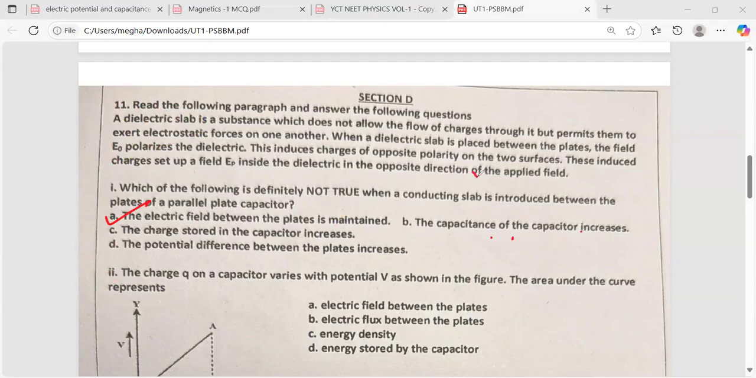Capacitance of the capacitor increases, of course, because C is equal to K into C naught, hence it increases. Charge stored in the capacitor increases or decreases. Sorry, charge stored in the capacitor may change or may not change. It's not possible.